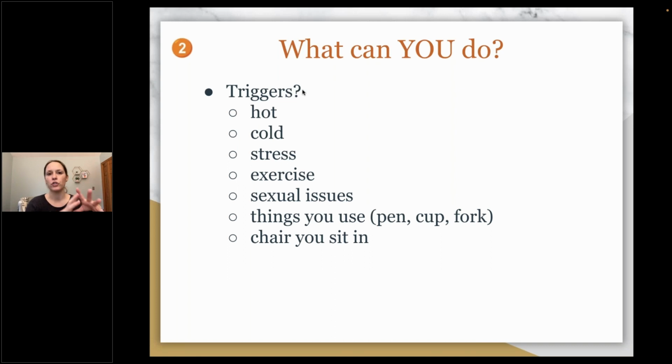So start with your triggers, because that's something that you should know, but also your doctors should be aware of. And if you do have triggers, it's something that can typically help right away, versus having to wait for your exercises to kick in or wait for medication to kick in.